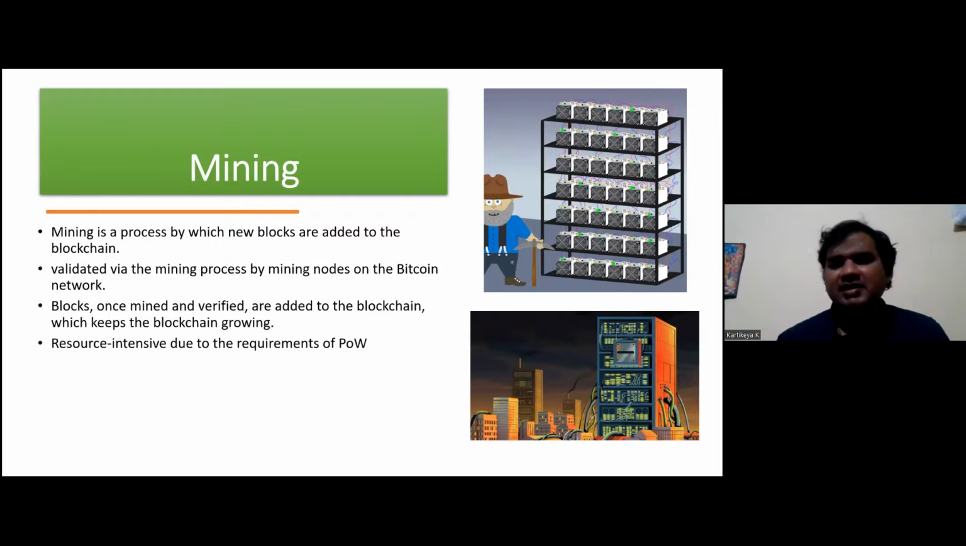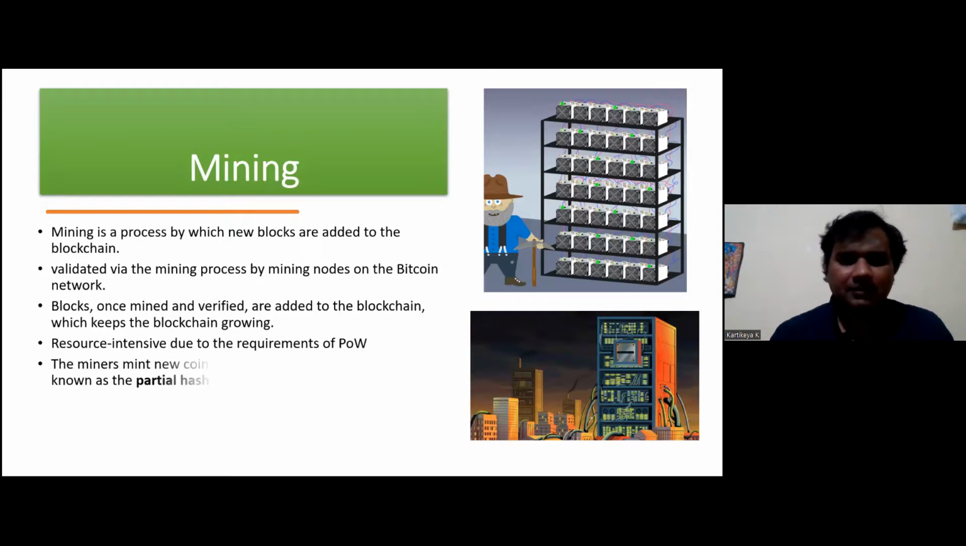Why do we need this many ASICs? Because in order to mine a Bitcoin, we need to solve a mathematical puzzle, right? Earlier we saw that mathematical puzzle is nothing but the proof of work. In order to solve this proof of work, we need huge computational power. Because of that, it is very resource intensive. These are not cheap to buy, right? ASICs are not. That's why.